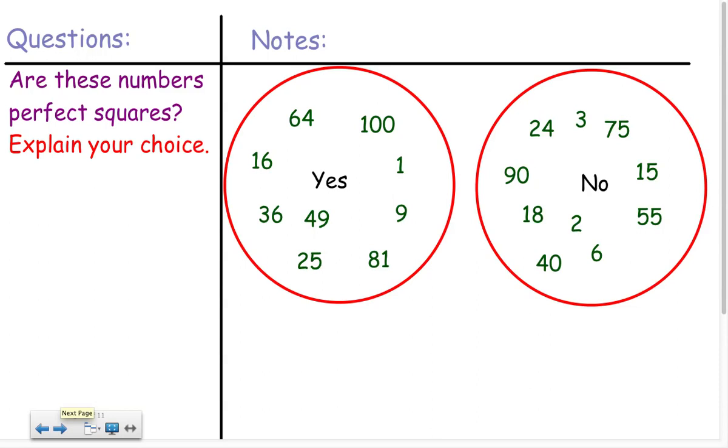So yes means a number times itself gives you one of those numbers in the circle. So if I write it out, this was 6 and 6, 7 and 7, 5 and 5, 9 and 9, 3 and 3, and so on. They're all the same number being multiplied by themselves.